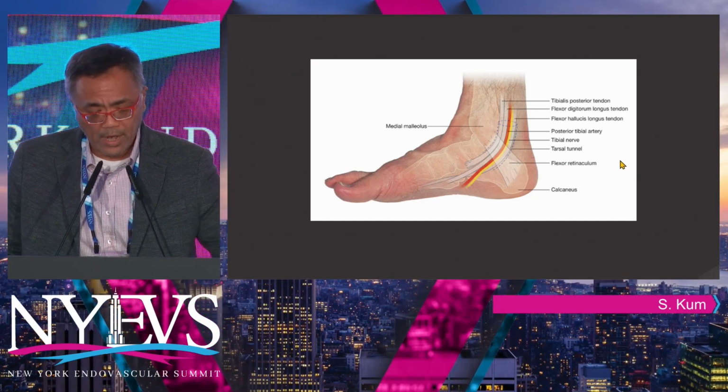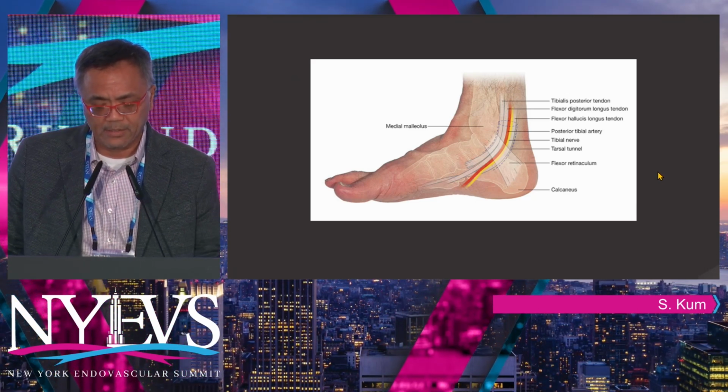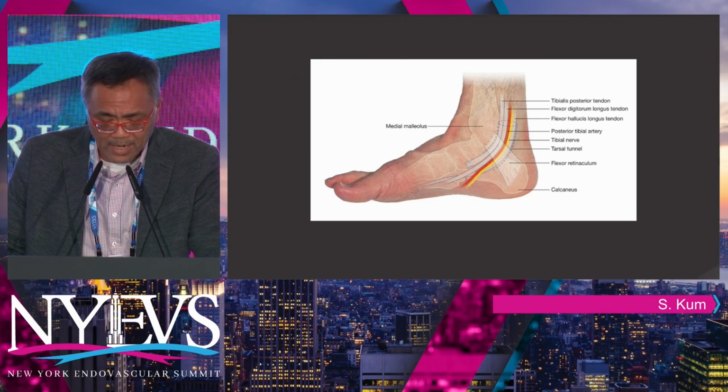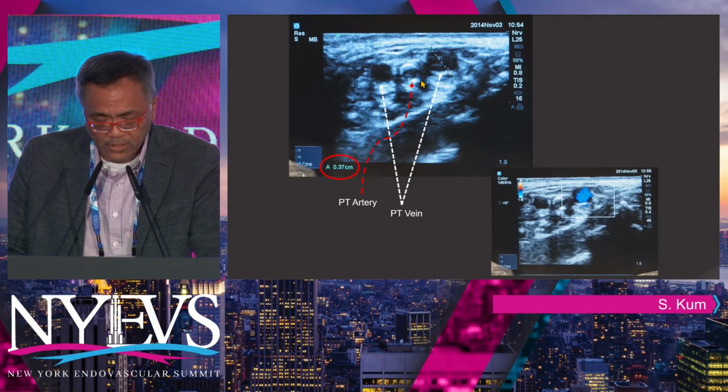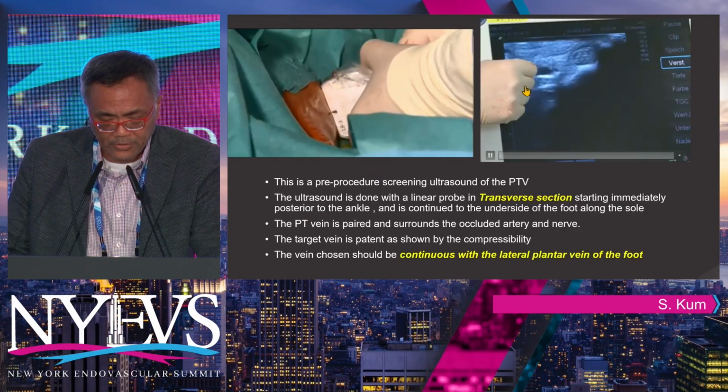That's the reason why patients who have DVT prophylaxis get foot pumps, to augment the blood flow in the lateral plantar vein to prevent DVT. So these veins are much more robust. On ultrasound, you can see them. There's a paired posterior tibial vein and a posterior tibial artery.